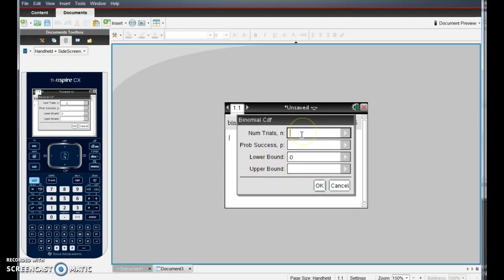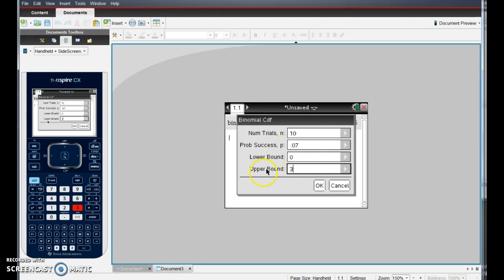So for that example, 10 was our number of trials, 0.07 was the probability for success. Now, if I put a 3 in here, it will add up the probability for 3 plus the probability for 2 plus the probability for 1 and for 0. Which again, remember to include that 0 when you want everything less than the value.